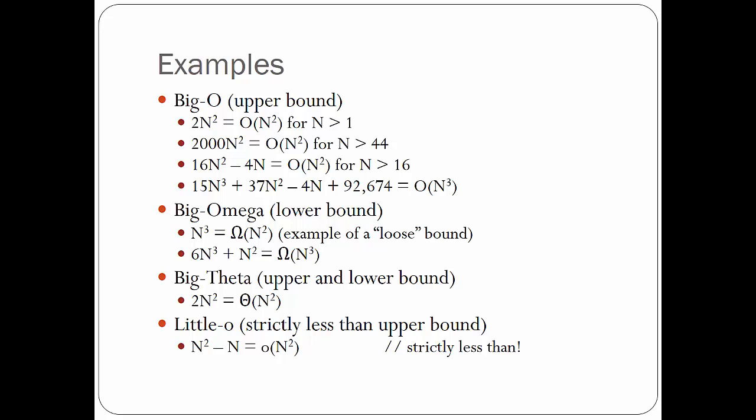6n cubed plus n squared is big omega of n squared. Big theta represents the upper and lower bound. 2n squared is big theta n squared since the growth rates are identical. Finally, little o represents a strictly less than upper bound. So n squared minus n is little o n squared since its growth rate will never match that of n squared.